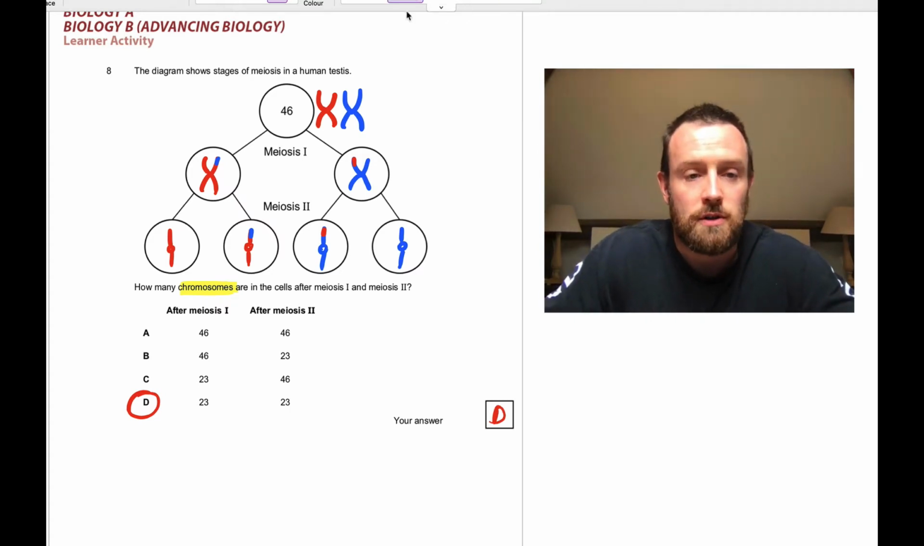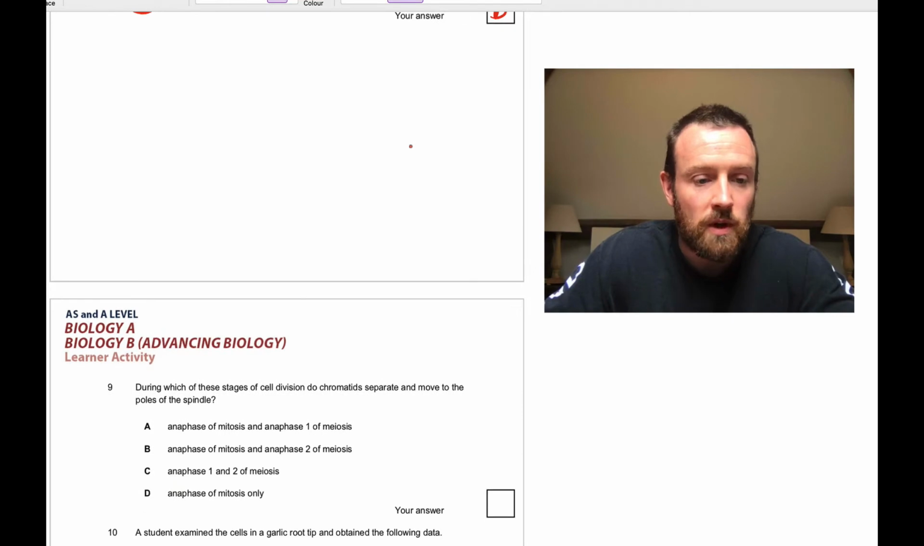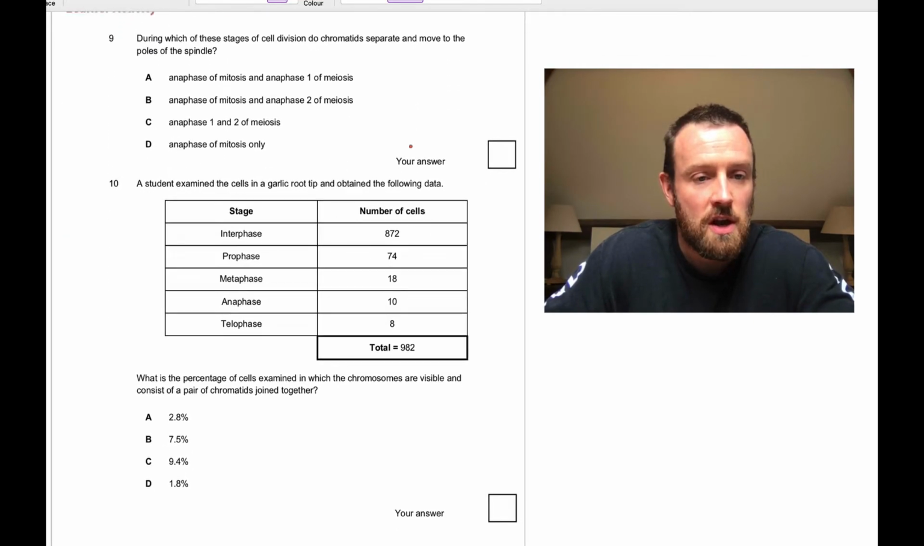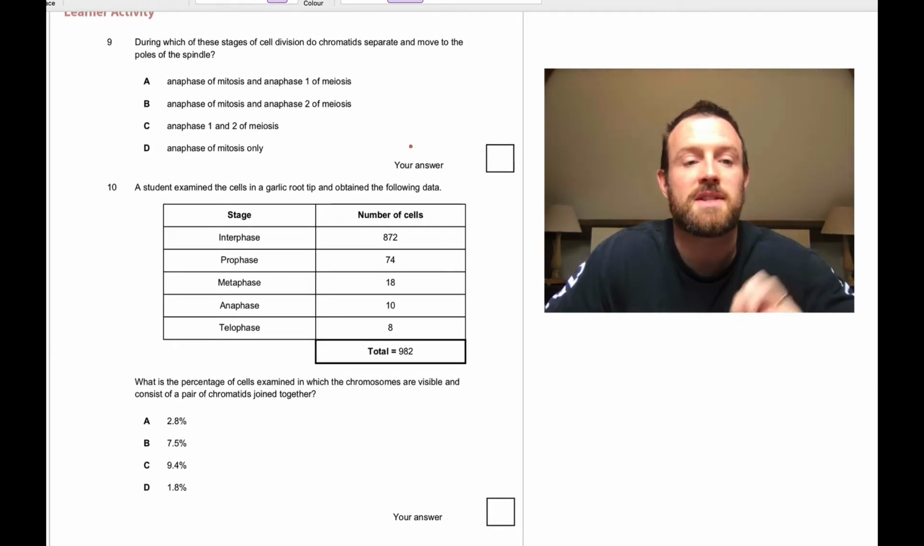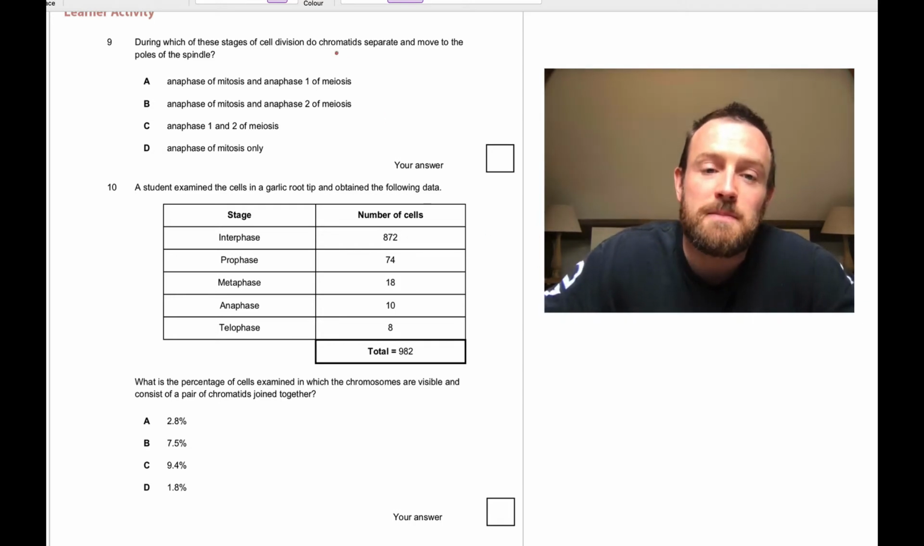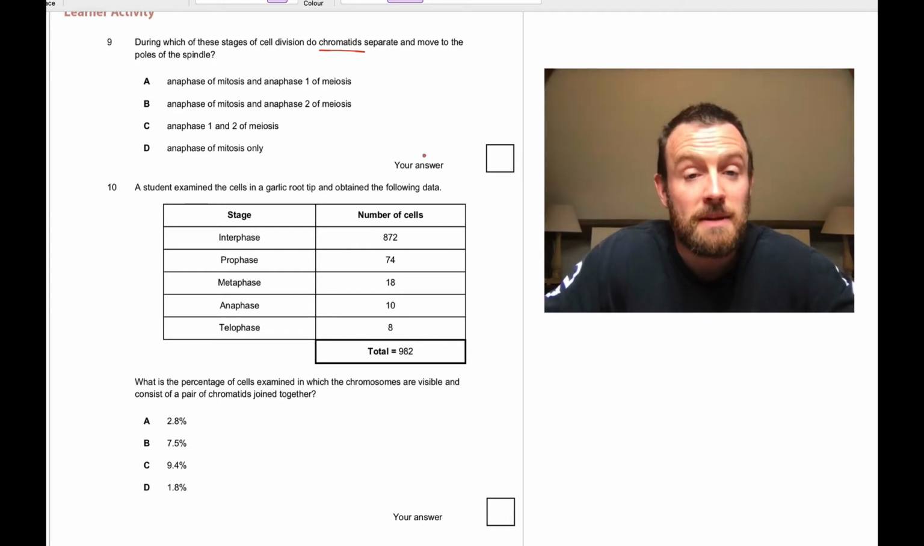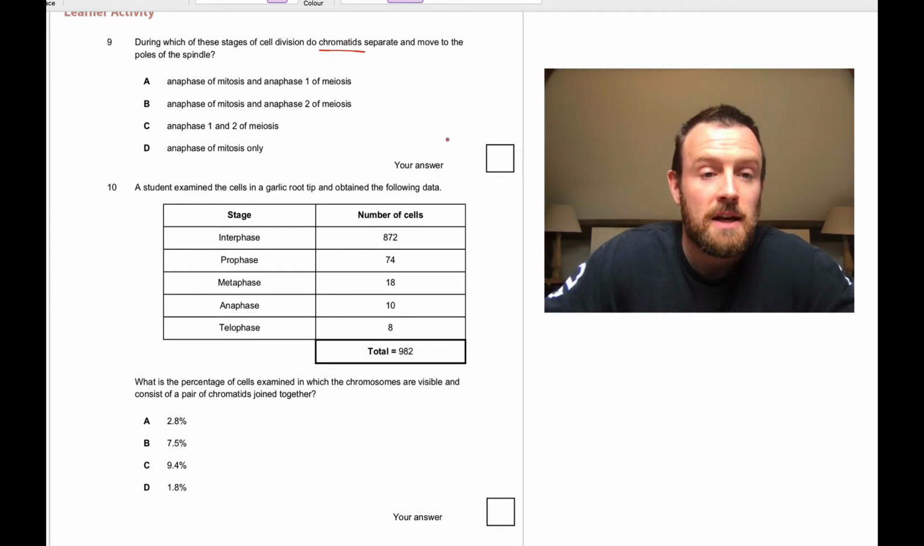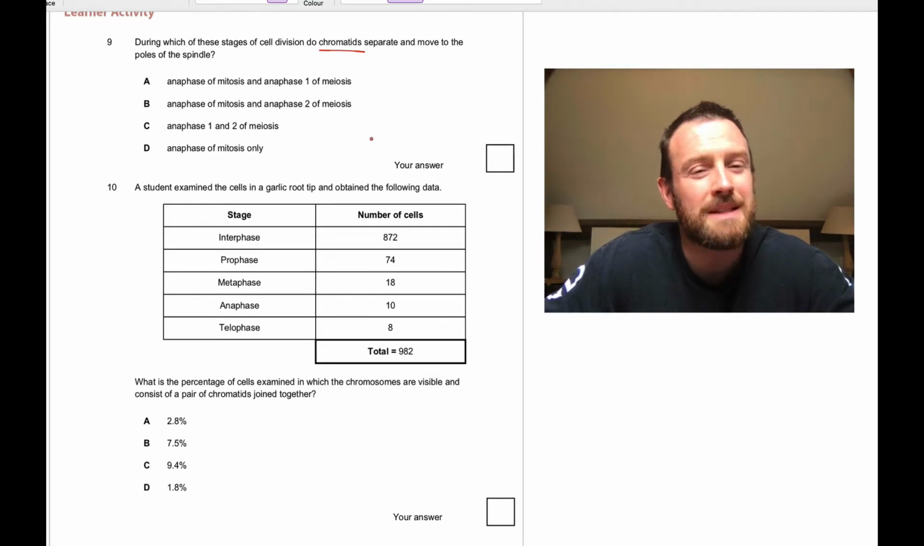Okay, on to Question 9. During which of these stages of cell division do chromatids separate and move to the poles of the spindle? So again, we've got to be really careful about these definitions, chromatids. So when the chromatids separate, that is happening in anaphase of mitosis. But what about in meiosis? When are the chromatids separating?